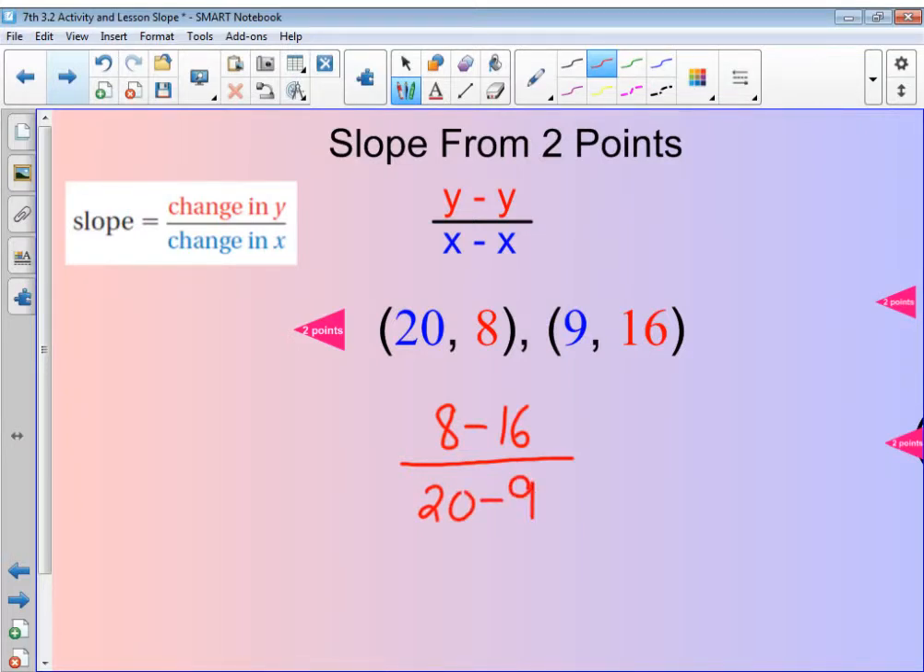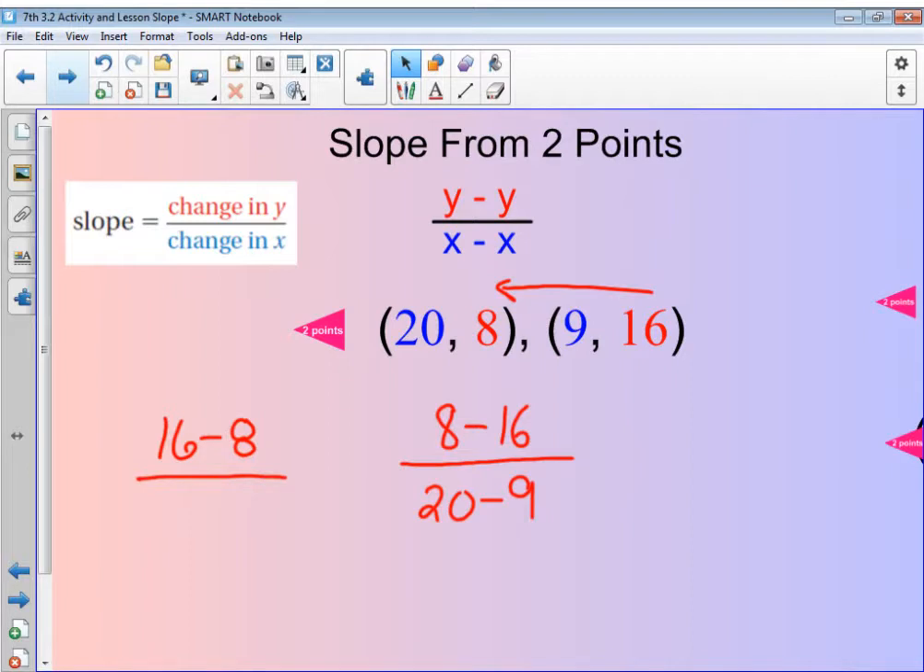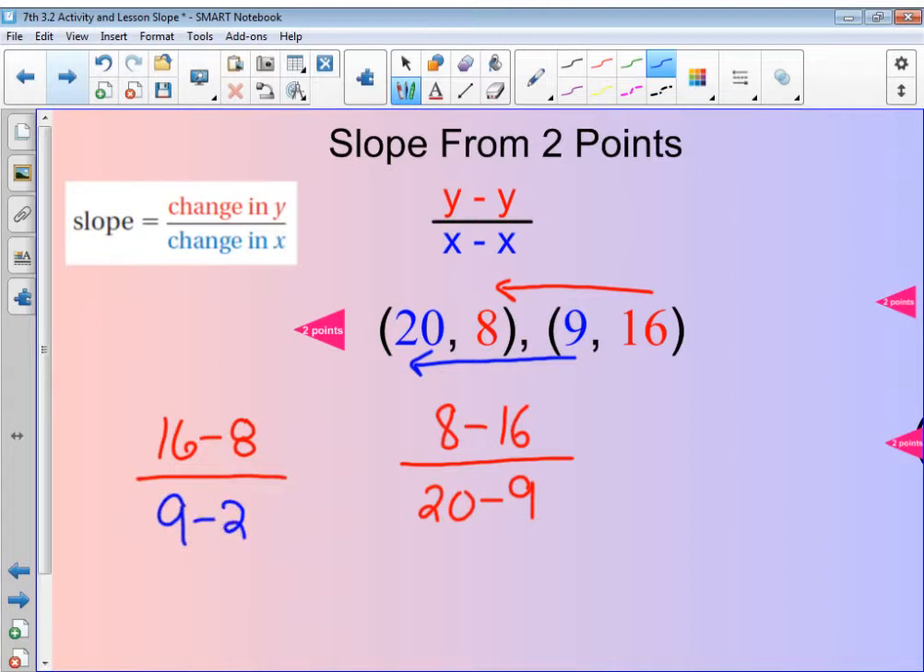So you should have had 8 minus 16, or if you're somebody that reversed it, it should have been 16 minus 8. And I'll show you that if I had done these right to left, it would look like this. And it doesn't matter which order I do them, as long as I put my Y's on the top and I do my second set in the same order. So this time I would have to do my 9 and then my 20.